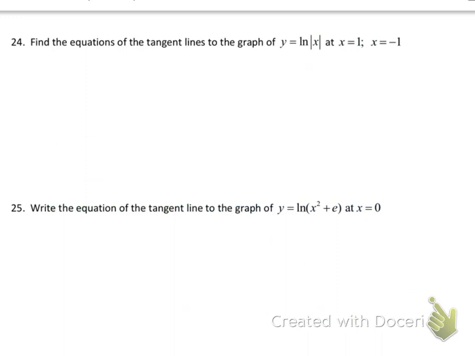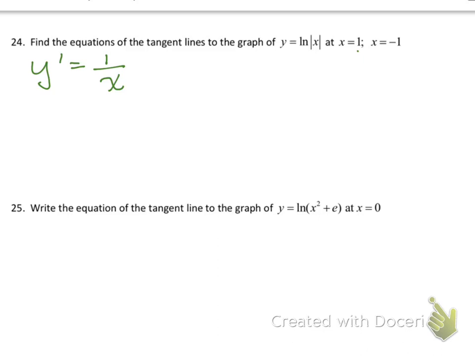Okay, number 24 says, find the equation of the tangent line to the graph of y equals natural log of the absolute value of x at x equals 1 and at x equals negative 1. Now, the reason why they have that absolute value symbol is so that you can use both of these x's. Without that absolute value symbol, you would not have been able to use the second x equals negative 1. Okay, so let's just take the derivative. Y prime equals, the absolute value sign doesn't change my derivative. It's still going to be just 1 over x. Okay, so that's my derivative.